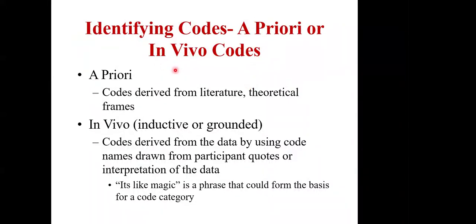This is called coding strategy, or identifying codes. A priori codes derive from the literature, and in vivo codes come from your own data. For example, "magic" is a phrase that could form the basis of a code category. It comes unexpectedly from your own data, which you could not see in the literature that you have read. So when you have carefully selected and read your literature, if anything you have come up with from your own data was not visible in the literature, that is going to be a highly important original contribution from your research to the existing body of knowledge.